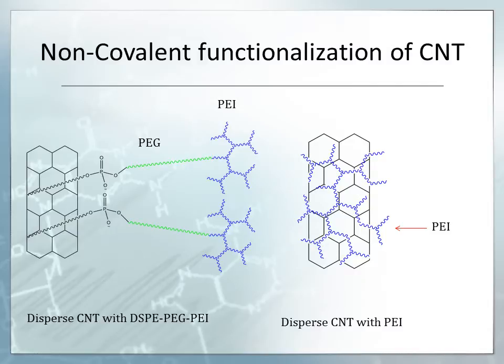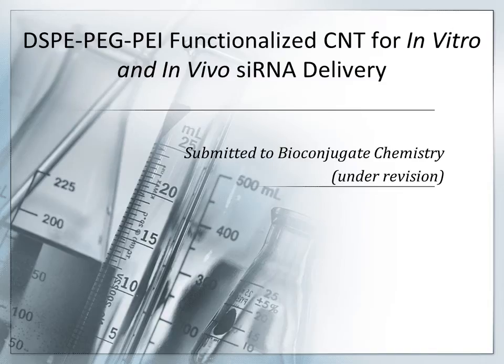So we have two different approaches. One is to use DSPE-PEG conjugated PEI to disperse nanotubes, and another one is to use PEI itself to disperse nanotubes. Here is my first study, which is using DSPE-PEG-PEI to functionalize nanotubes non-covalently for siRNA delivery.